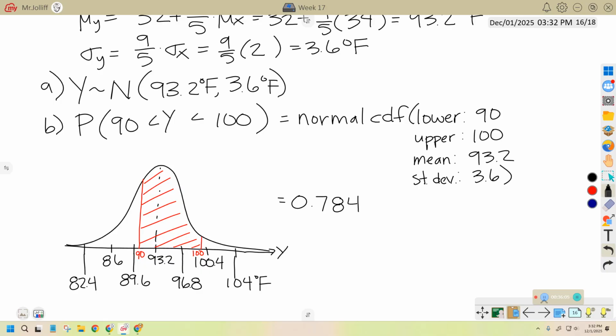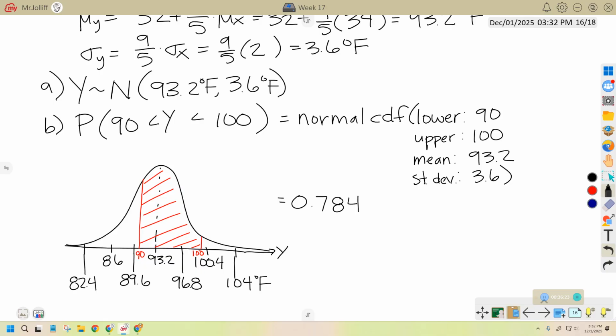I see nodding. That's a good sign. I've done this twice before. That helps. So I should get 0.784. We checked two things. One, is that between 0 and 1? Yes. Two, does it make sense in terms of what we drew in the picture? And the answer is yes.